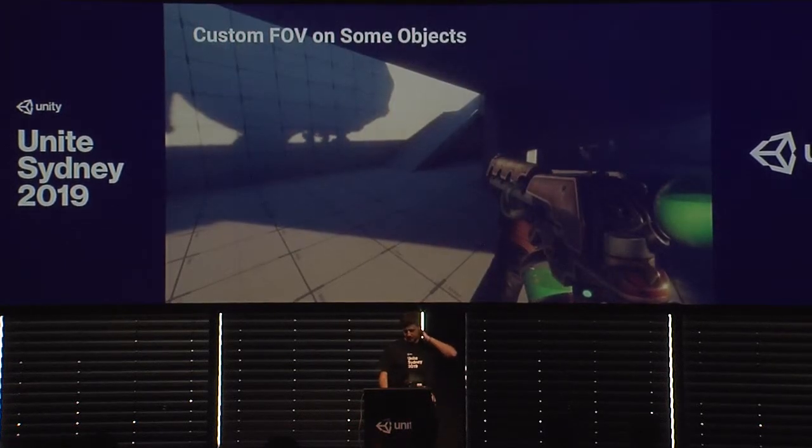Another classic effect is custom FOV on some objects. So for shooters, this is really useful. For instance, you want the weapon to be a different field of view from the background, because normally in shooters you want to give maximum visibility, so you exaggerate the field of view, but then the weapon looks stretched on the side, so you need to adjust it somehow.